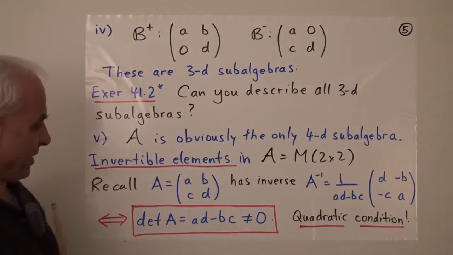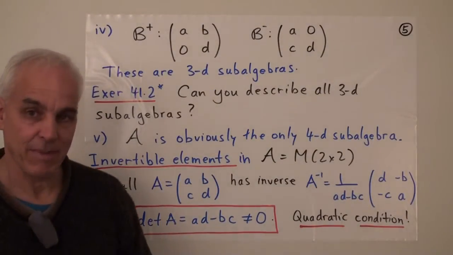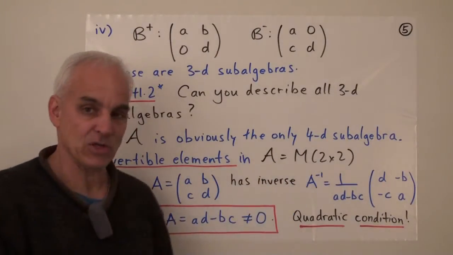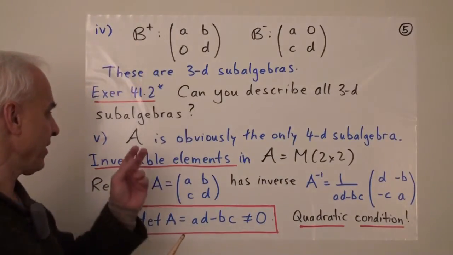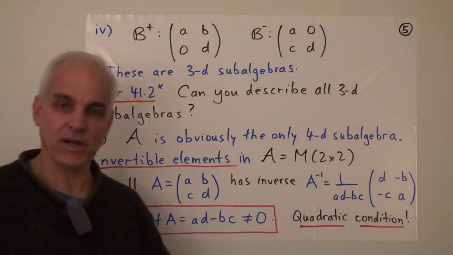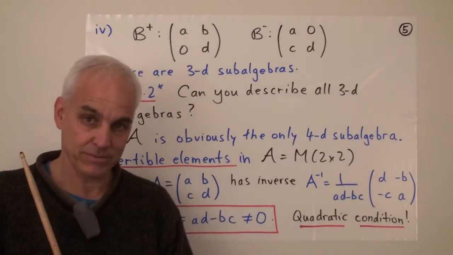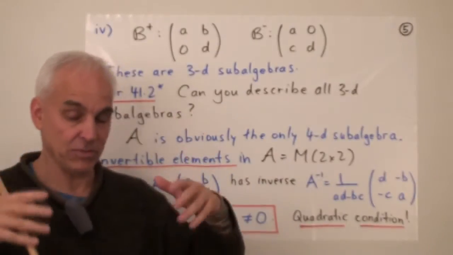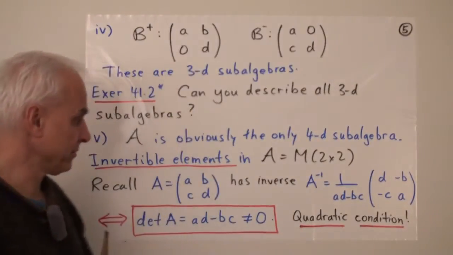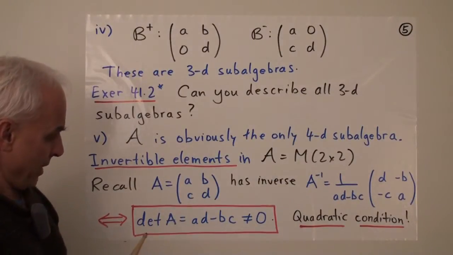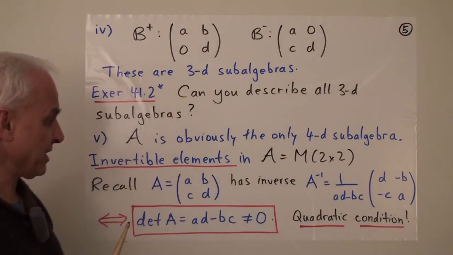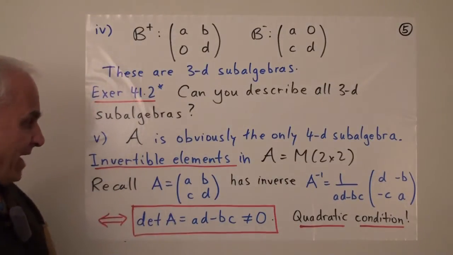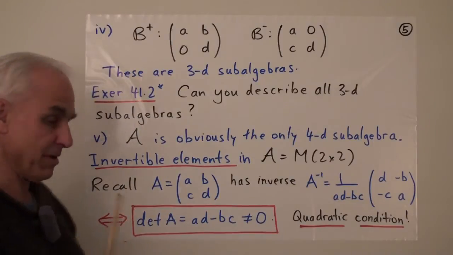And finally, our last, perhaps most obvious subalgebra is that A itself is the only four-dimensional subalgebra. So we are allowing the whole algebra to be included as a subalgebra. That's standard terminology in mathematics. The big object itself can also be thought of as a sub-object of itself. Okay, so we have an interesting arena for arithmetic now. We have this 2 by 2 algebra of matrices. And we have addition, multiplication.